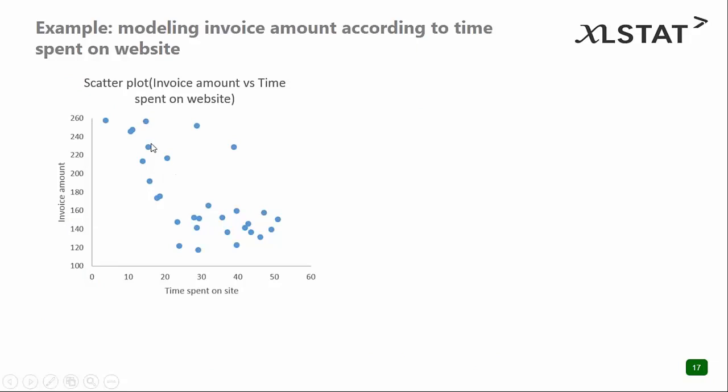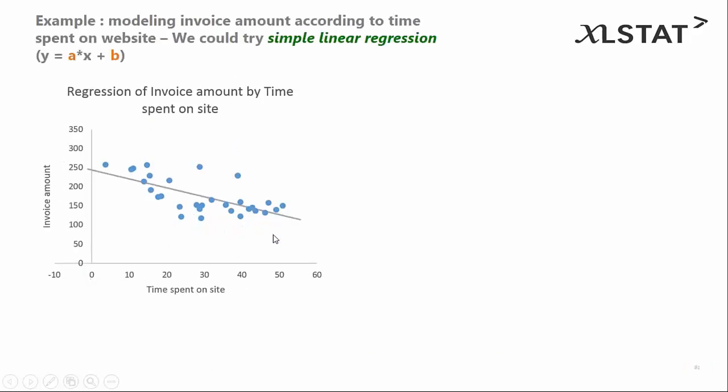What can we see here? When time spent on site increases, invoice amount decreases. There's a negative relationship between the two variables. So how can we model this relationship? How can we summarize it? One of the ways of summarizing this relationship is using a straight line. And this straight line is simply a model that we call simple linear regression.